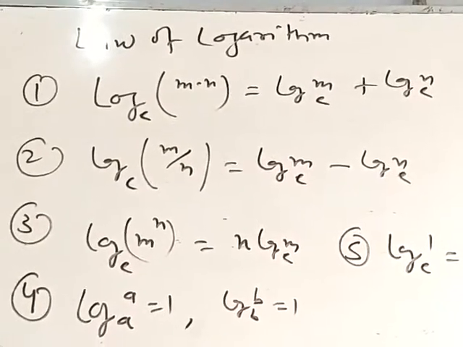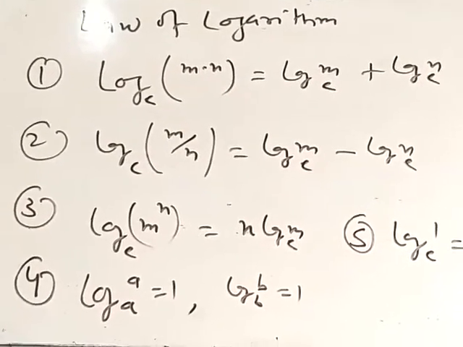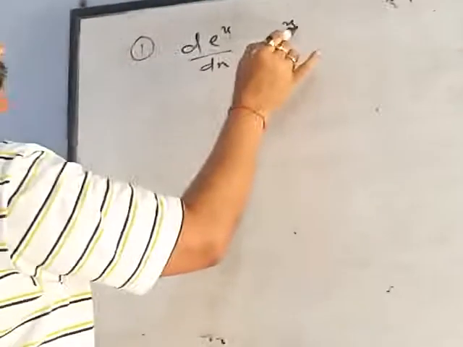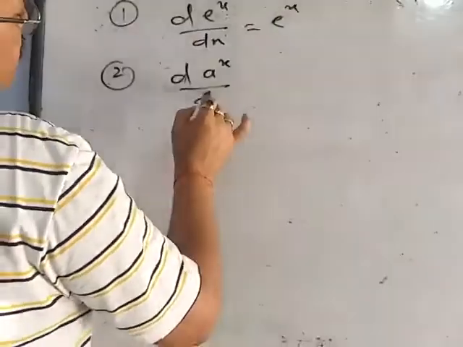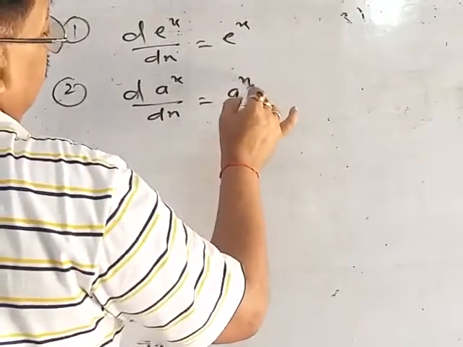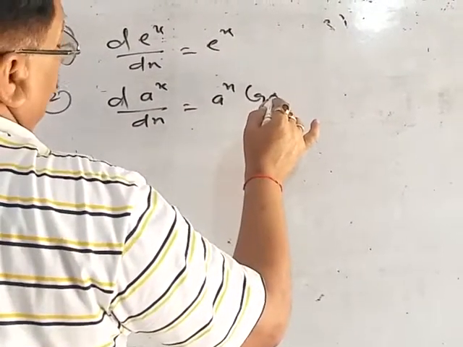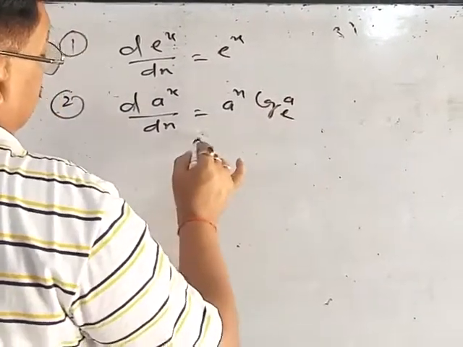I discuss: d e power x by dx is e power x, and d a to the power x by dx is a power x log of a to the base e.